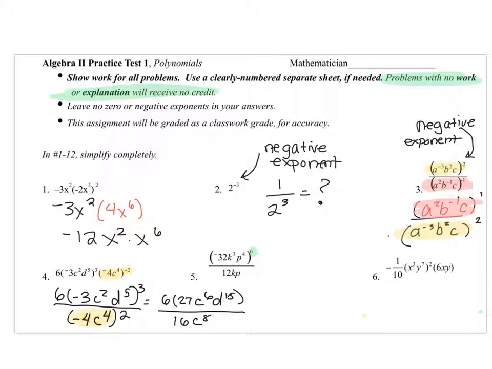Number 5, we have a 0 as an exponent. Anything to the 0 power is 1. So my numerator is going to be 1. And in the denominator is 12kp.